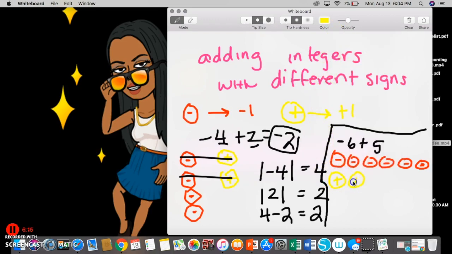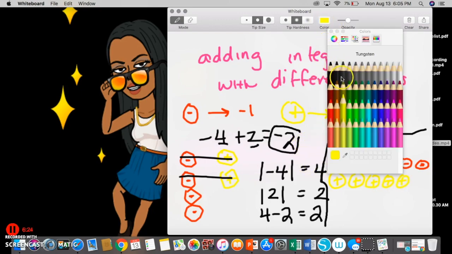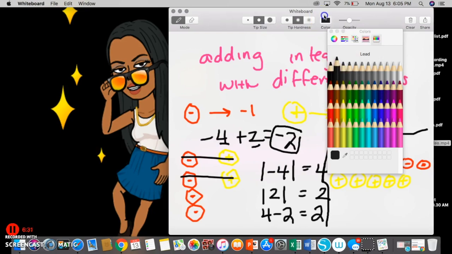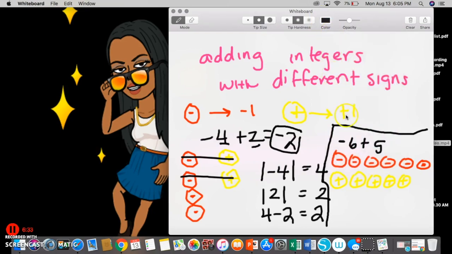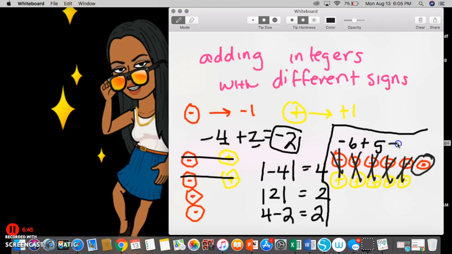It may seem like a lot of drawing, but I promise it will help you understand the rules that we're looking at. So I drew 6 negative counters and 5 positive counters. So what I need to do, good. If you said cross out or remove your zero pairs, you're correct. So we're going to X that out. X, X, X, X. Guess what I have left? -6 plus 5 equals a -1.